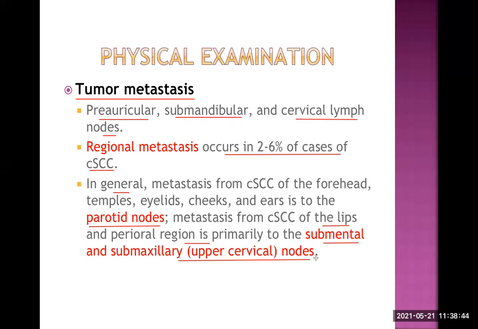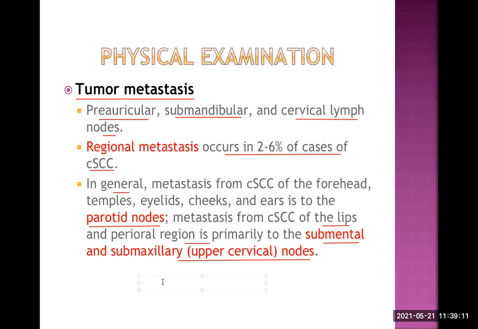Painless. Very good. Excellent. Yes, please, I'm listening. Also immobile. Now, if we lose mobility, then we consider this has invaded some area. Exactly. So many different points are coming from the student side. Very good. So let me list those, okay?